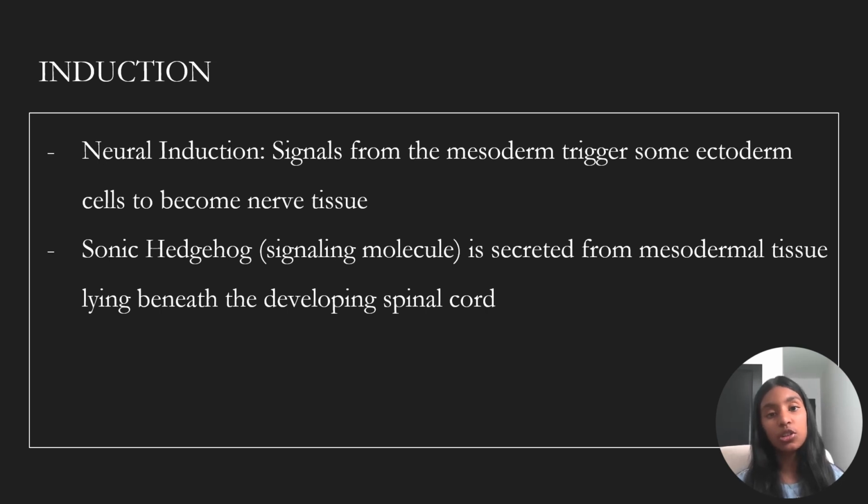Neural induction is when signals from the mesoderm trigger cells from the ectoderm to become nerve tissue. One example of a signaling molecule is sonic hedgehog, which is secreted from the mesodermal tissue lying beneath the developing spinal cord. The fate of the developing cells depends on their proximity to the signal. A high concentration turns the cells into glial cells, a lower concentration turns them into motor neurons, and a very low concentration turns them into interneurons. The signaling pattern is similar in humans and in flies.